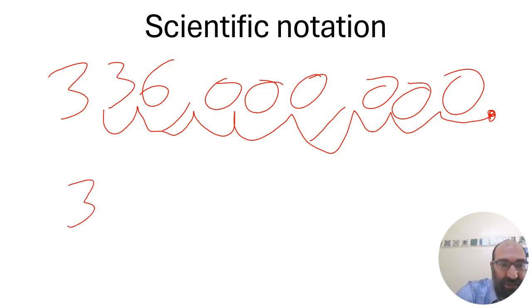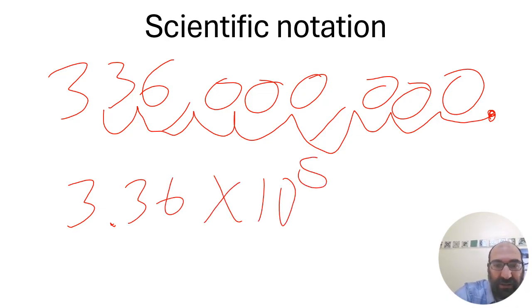So now we're going to say 3.36, because we moved the decimal, times 10 to the 8th. Since I moved left, the number above the 10 is positive. So this is what you do with any large number.